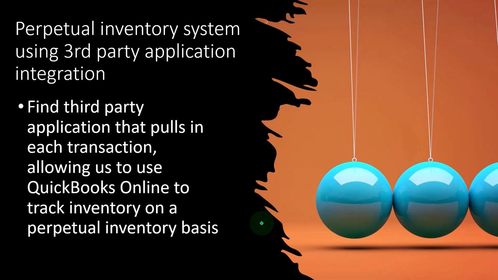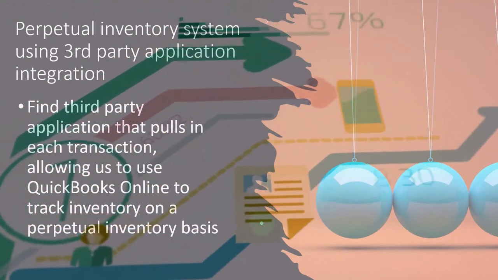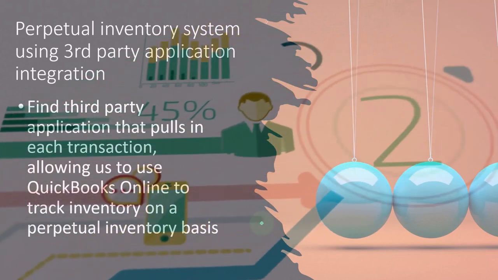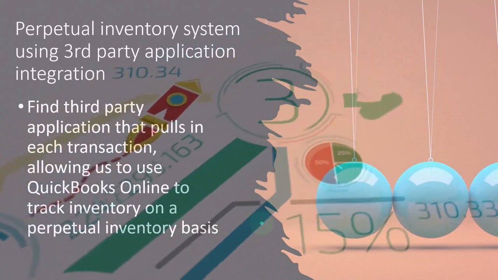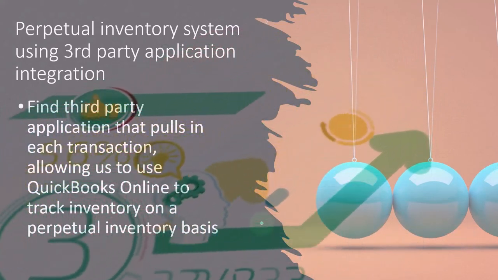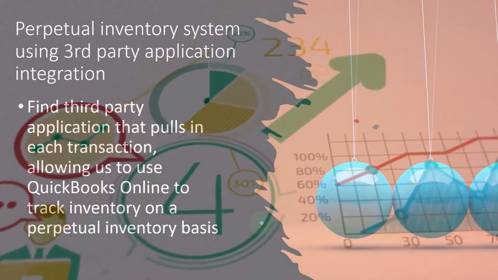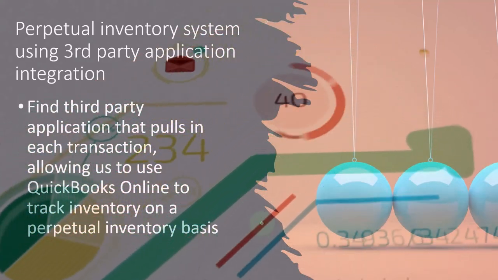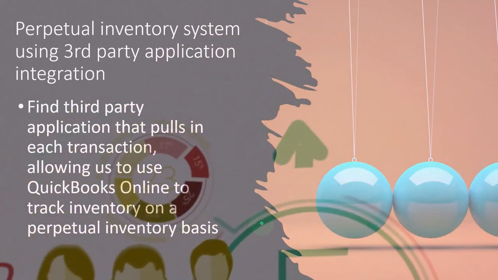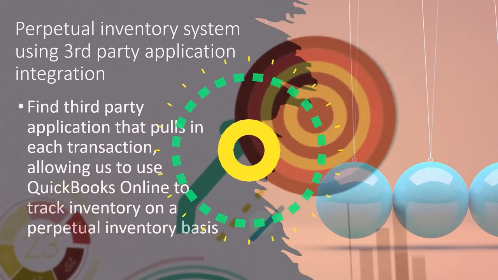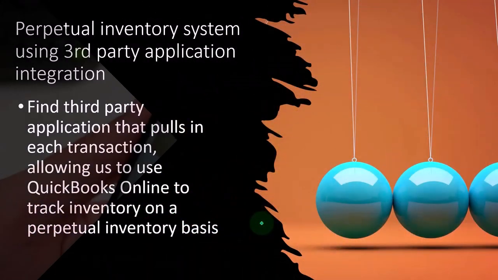Find a third-party application that pulls in each transaction, allowing us to use QuickBooks Online to track inventory on a perpetual inventory basis. In other words, there are many different types of integrations out there that can help us pull information in from third-party platforms like Shopify and Amazon into the QuickBooks system. Now, QuickBooks itself has an integration in the QuickBooks system, which possibly could be used for Shopify, Amazon, or eBay.